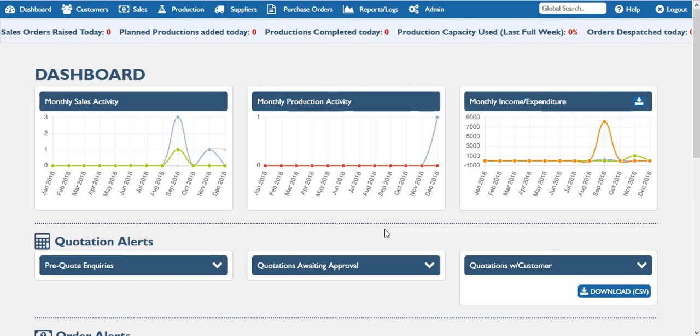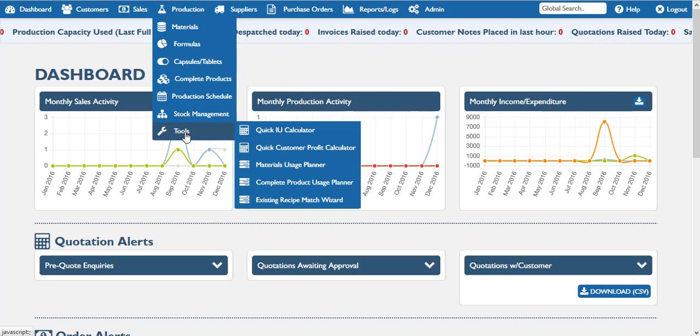Hello, in today's tutorial we'll be taking a quick look over the production tools which are available. Production and tools will showcase the 5 tools which we have available within Receta to help you with production planning, purchase planning and more.